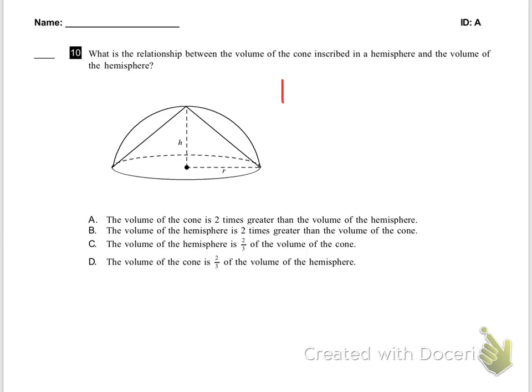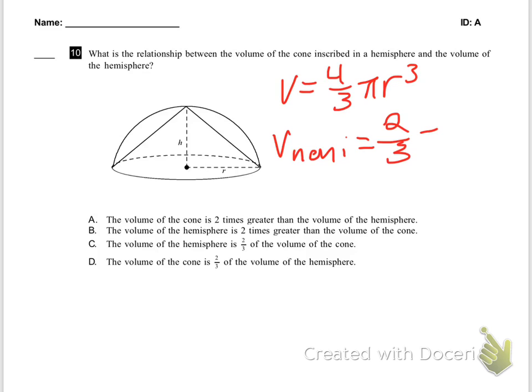The volume of a sphere is 4/3 pi r cubed. So the volume of a hemisphere is going to be half that, which would be 2/3 pi r cubed. All right? Now, that's the volume of the hemisphere. Let's look at the volume of the cone. The volume of a cone is 1/3 pi r squared h.